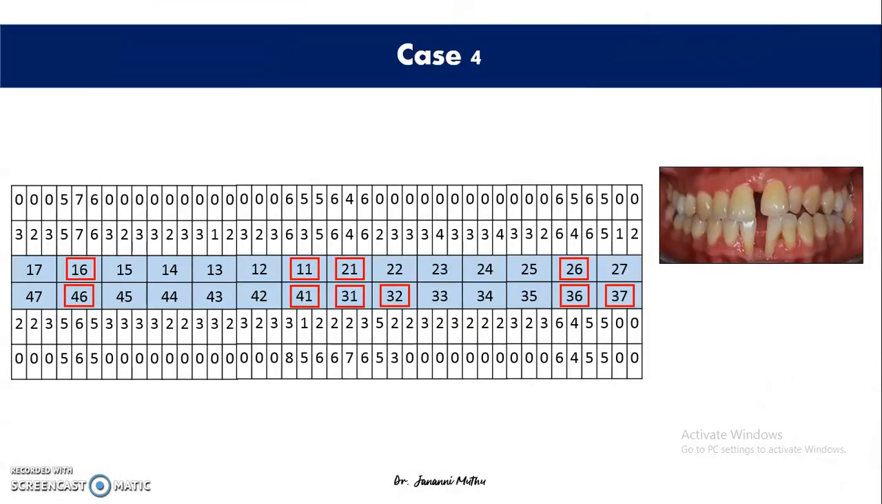Looking at the periodontal chart of the case we were seeing, it is evident that only incisors and molars have attachment loss. So this case is diagnosed as localized aggressive periodontitis.